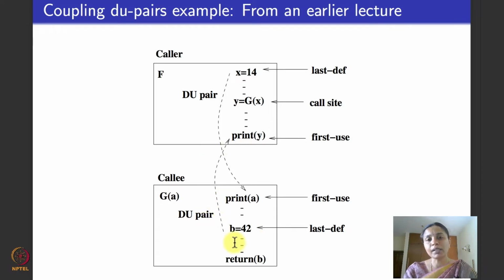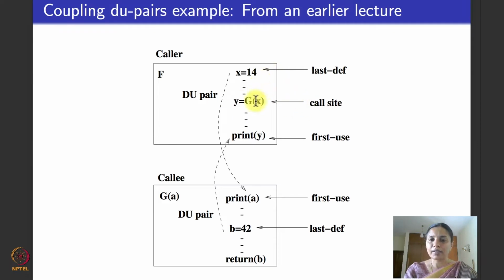And this, if you remember, is an exact recap of an example that I used in an earlier lecture. There is a procedure F that at some point in its code calls another procedure G, and it calls G with X. The value that G returns is passed to Y. So this statement is what is called the call site.